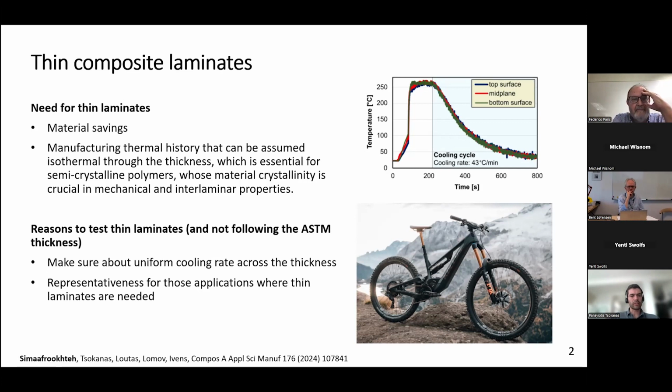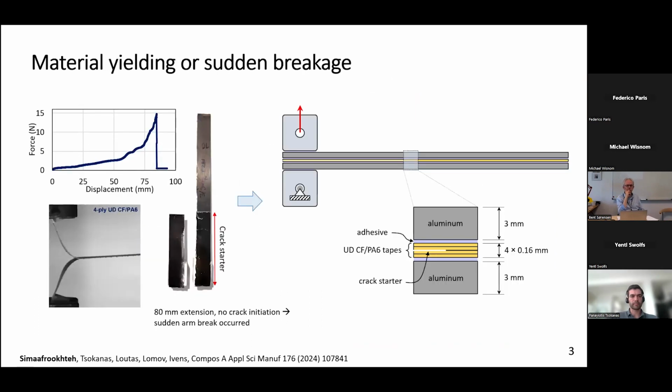And the reason to test such thin laminates, in my opinion, we have two main reasons. The first reason is, as I said before, to make sure about this uniform cooling rate during the manufacturing. And the second one is to have some representativeness for those applications where thin laminates are going to be used.